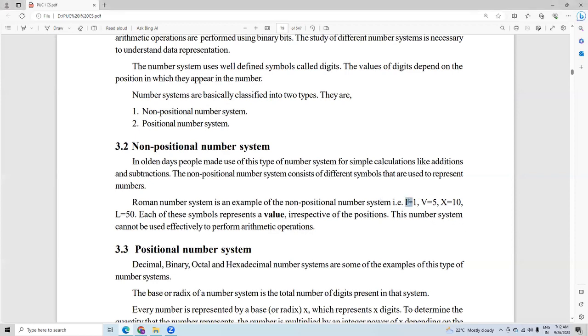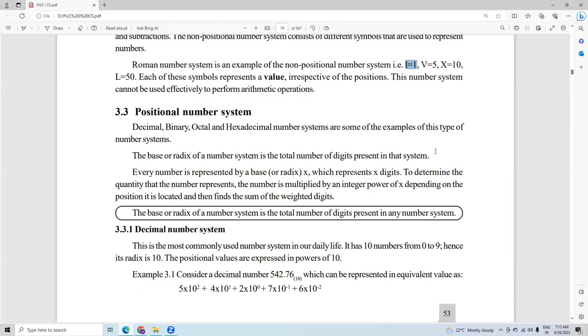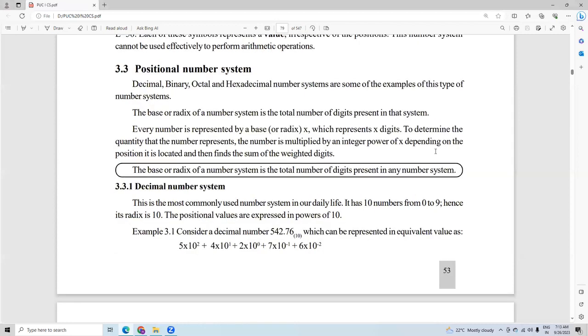when we write I, it represents 1, V represents 5, X represents 10, L represents 50. Like this, by using these kinds of symbols, they used to represent the numbers. Each and every symbol represents some value irrespective of the position, right? This number system cannot be used for complex calculations or arithmetic operations, right? That is why one more type of number system got improved, that is the positional number system.